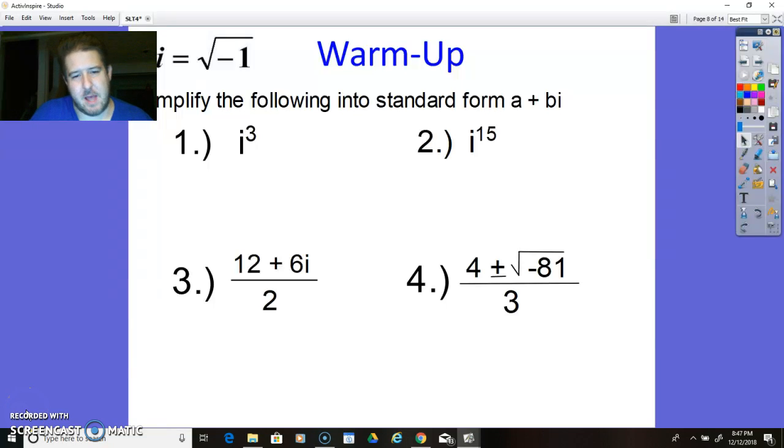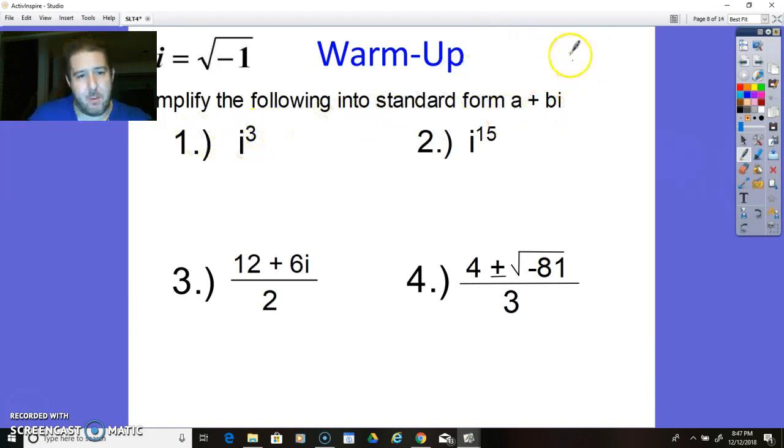Alright, this is Algebra 2, Unit 2, Topic 1, SLT4. This is Lesson B. So we're going to get into complex numbers. We're going to talk about adding and subtracting and multiplying complex numbers. Starting off with a warm-up here, we have: simplify the following in the standard form, which is a plus bi.